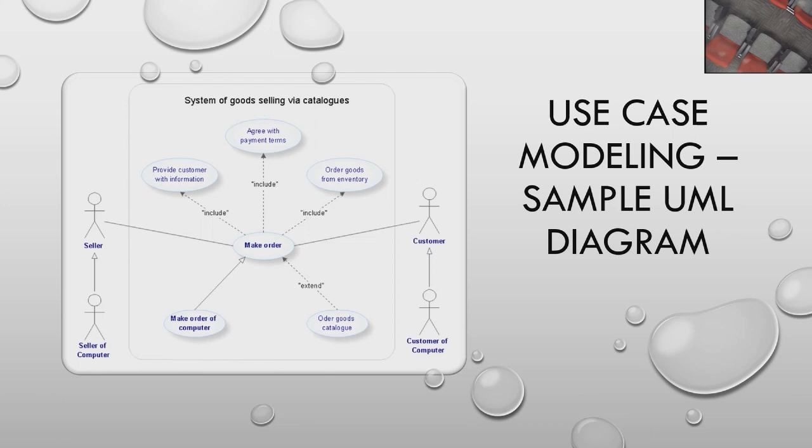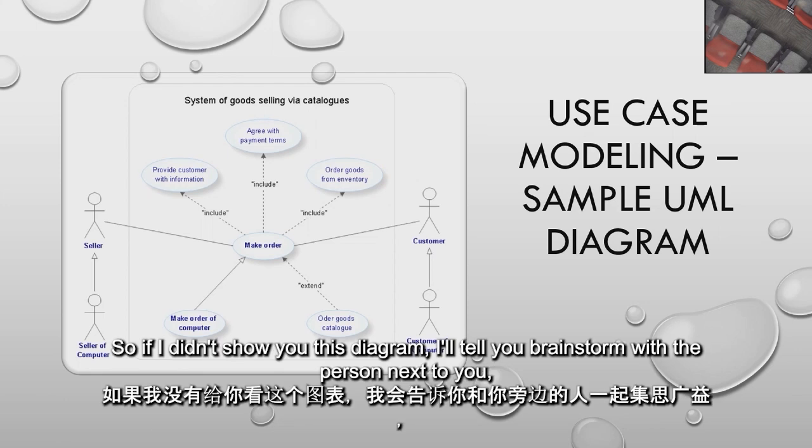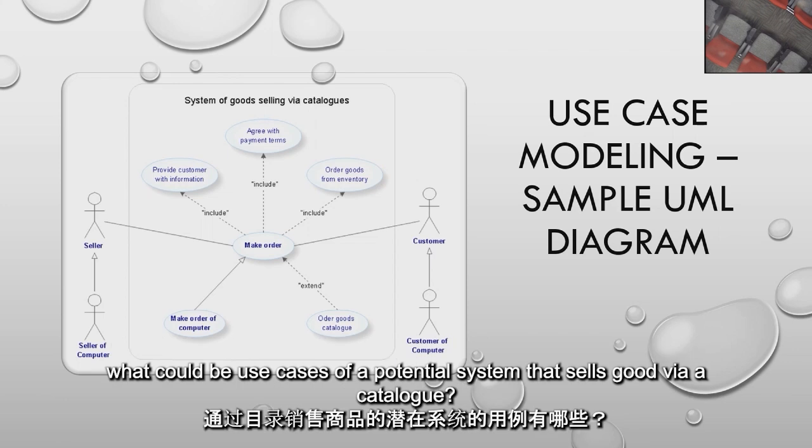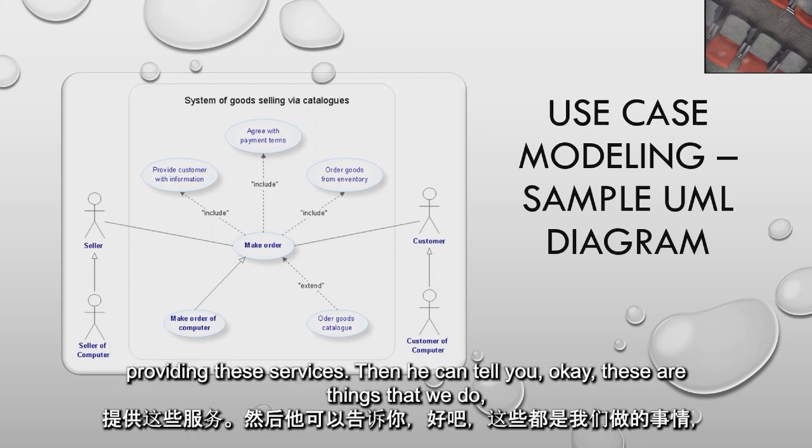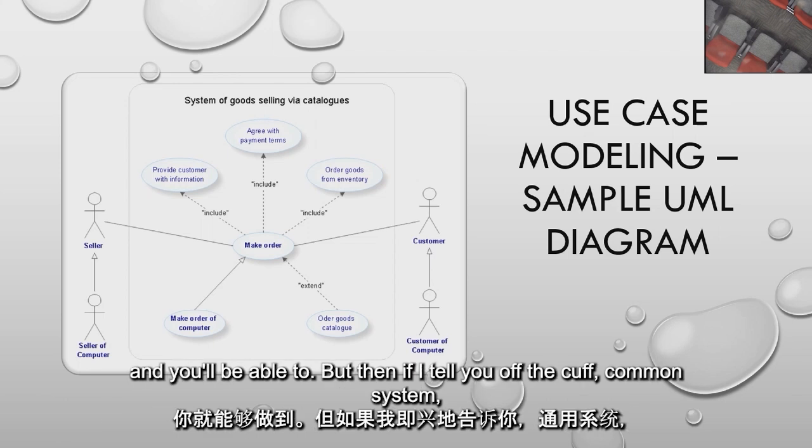selling goods via catalog? So if I didn't show you this diagram, I'll tell you, brainstorm with the person next to you, what could be the use cases of a potential system that sells goods via a catalog. So you'd have to brainstorm. Of course, in reality, you will speak to a potential client providing these services. Then he can tell you, okay, these are things that we do, right? And you'll be able to.